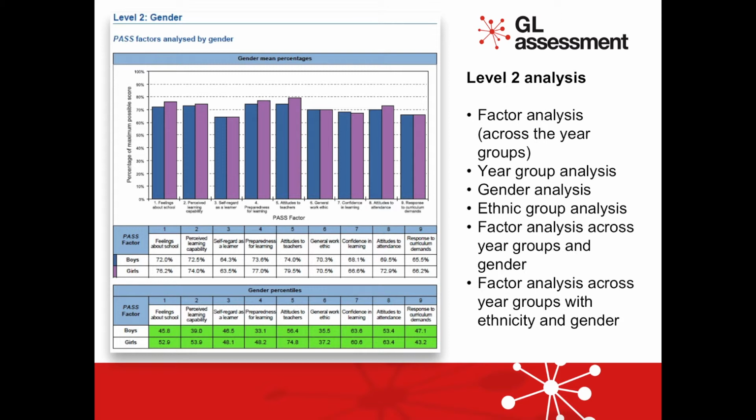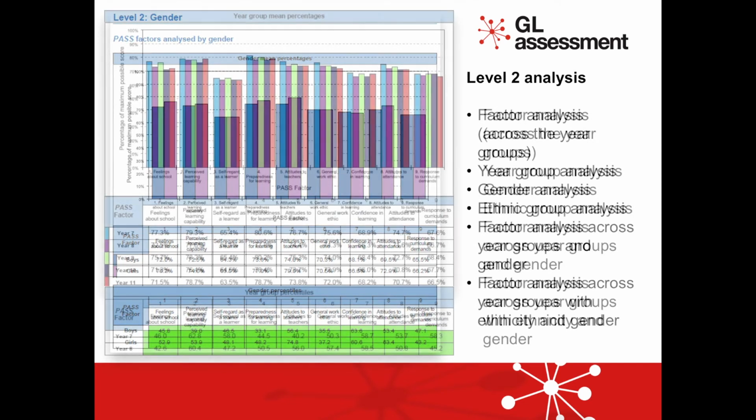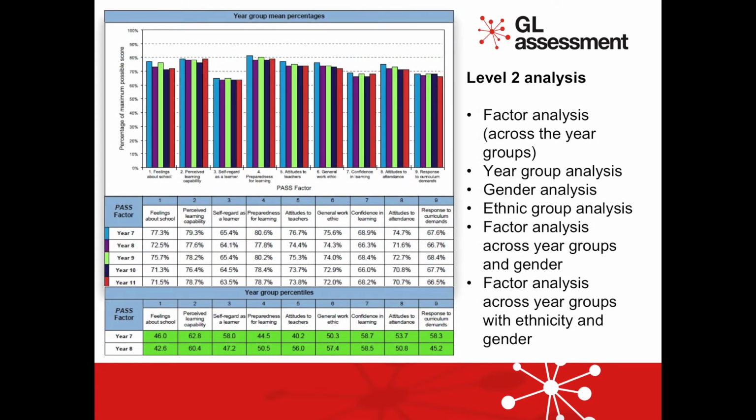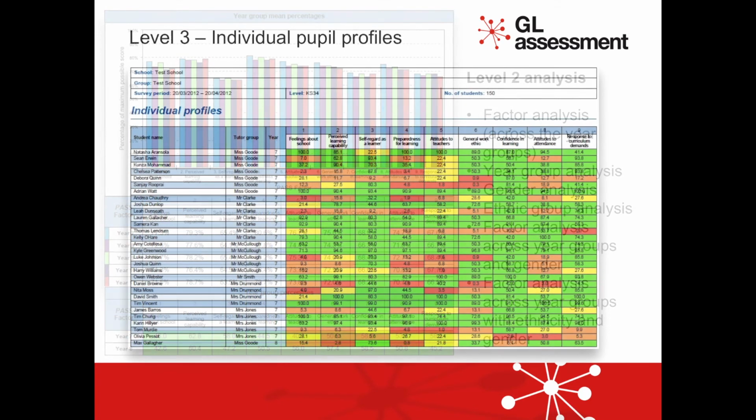Let's move on now and have a look at Level 2, where we start to look at the data more closely. You will have charts and data for each year group, gender, and ethnicity, following the same format as Level 1. You can take this a stage further, so that you have data on gender by year group, as well as ethnicity by year group. As with Level 1, the data provided gives you percentage and percentile scores. International schools often use the ethnicity field for nationality instead. Here is another Level 2 example, this time showing how year groups compare with each other.